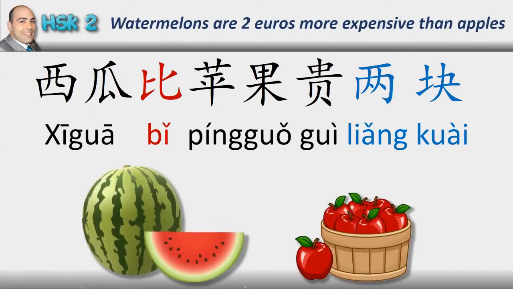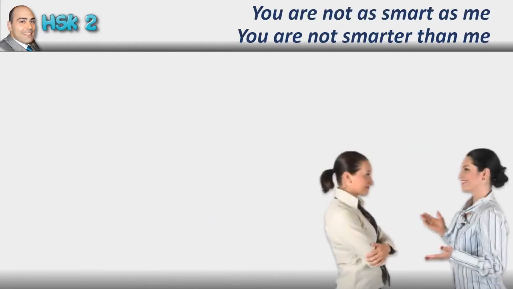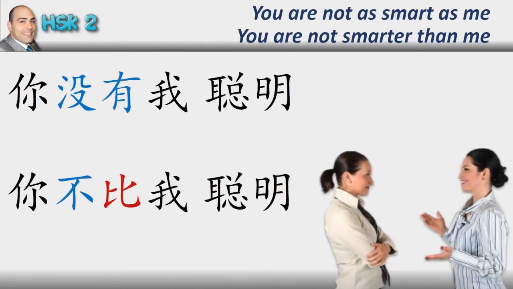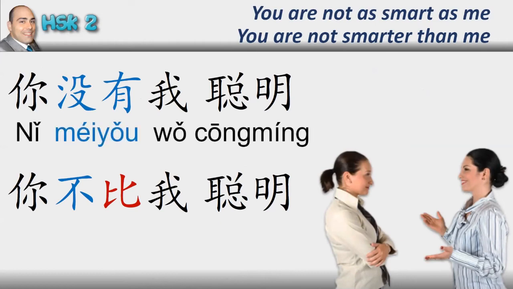Watermelons are 2 yuan more expensive than apples. 西瓜比苹果贵2块. And now I want to analyze a little bit these two different sentences. Very similar, but with a little bit of difference between them. The first one, you are not as smart as me. 你没有我聪明.